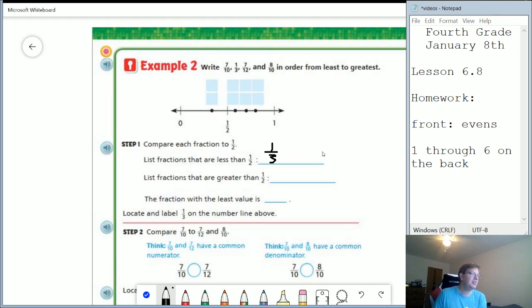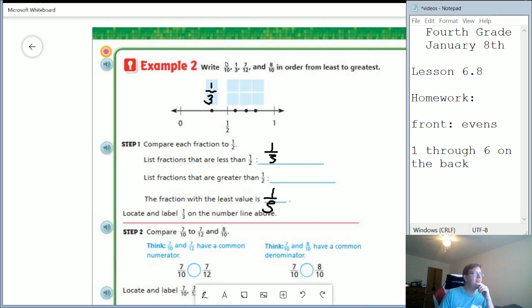So we could go ahead and write these other 3 that are greater. So 1/3 is going to be the smallest fraction that we have, and it tells us to go ahead and put that on the number line. That would go right here. So now we're going to keep going. We're going to figure out what the difference between 7/10 and 7/12 and 8/10 would be. Now, I can go ahead and say that 7/10 is definitely smaller than 8/10, but I don't know about the 7/12 part.